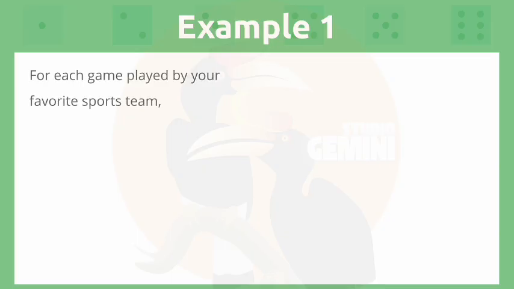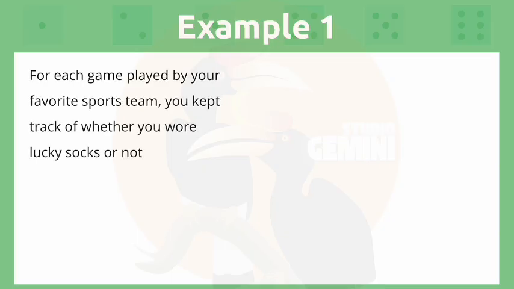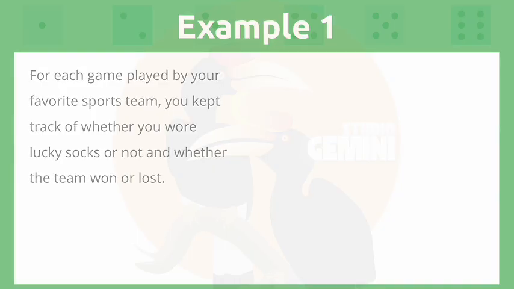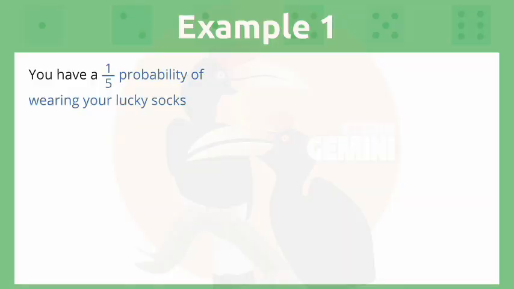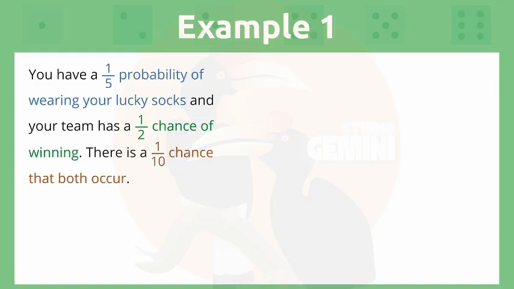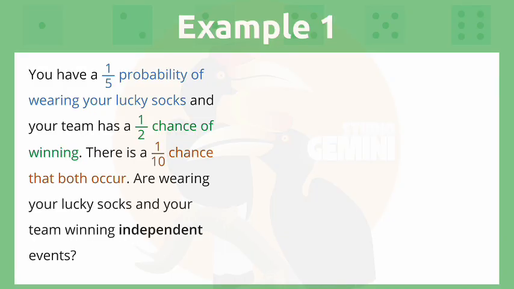Let's say that you tested that sock theory with an experiment. For each game played by your favorite sports team, you kept track of whether you wore lucky socks or not, and whether the team won or lost. Using that, you calculated the following probabilities. You have a 1/5 probability of wearing your lucky socks, and your team has a 1/2 chance of winning. Also, there's a 1/10 chance that both occur. Are wearing your lucky socks and your team winning independent events?